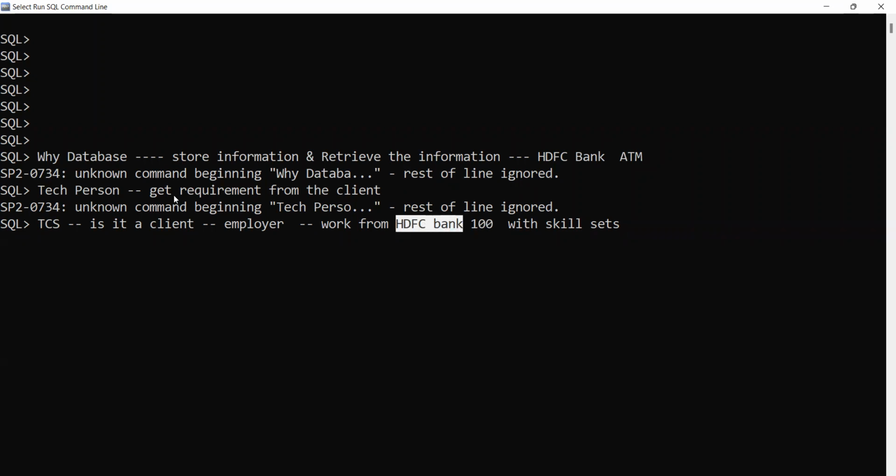So TCS is in between. They will hire the people, they will put them to work for HDFC Bank. And then you will get requirements from HDFC Bank, and you will implement those requirements. After 1 year or 2 years, your project is over. You are still with TCS, working for another client. They got another project, and they'll put you in for that project. Your employer remains the same. Your client got changed. This is how the industry works.